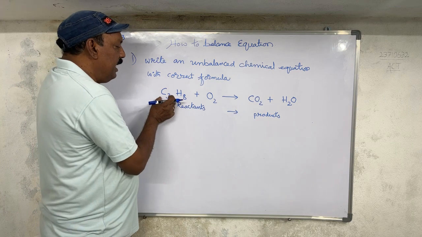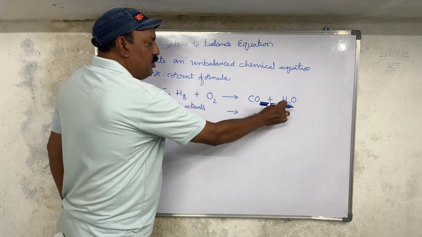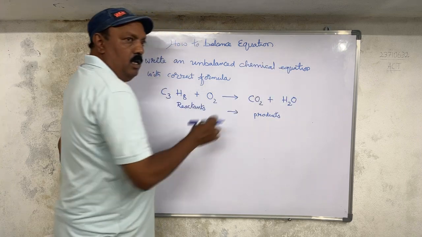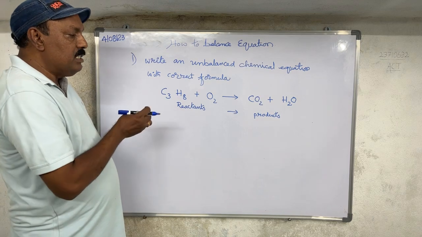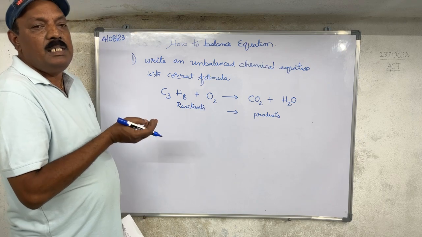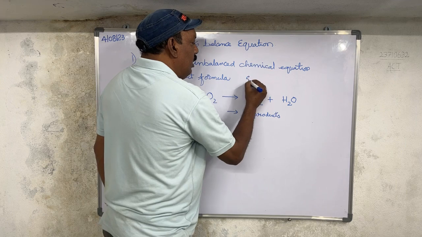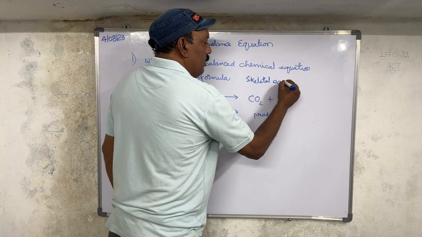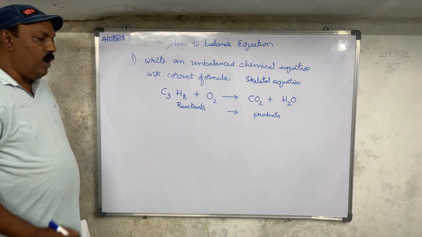Now here carbon is 3, but carbon is 1 here. Hydrogen is 8, but hydrogen is 2 here. Here oxygen is 2, here oxygen is 3. So it is an unbalanced chemical equation. In the first step, we are writing an unbalanced chemical equation with correct formula. The formula must be correct, but balancing is not there, and that is no problem. This unbalanced equation we call a skeletal equation. This is step number 1.